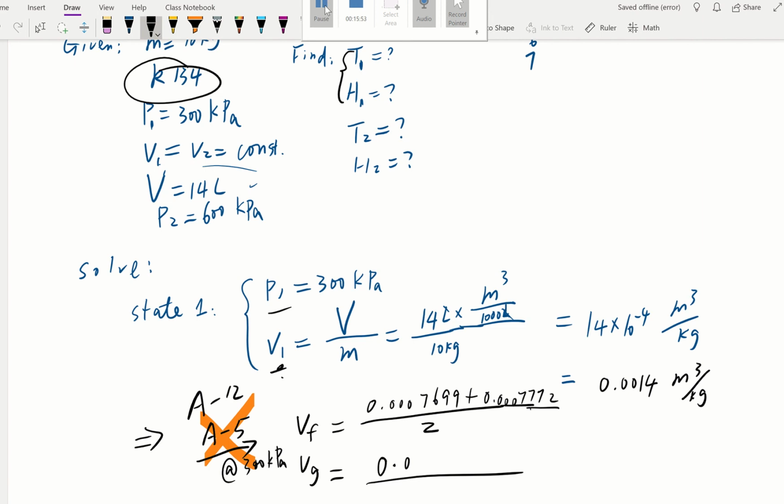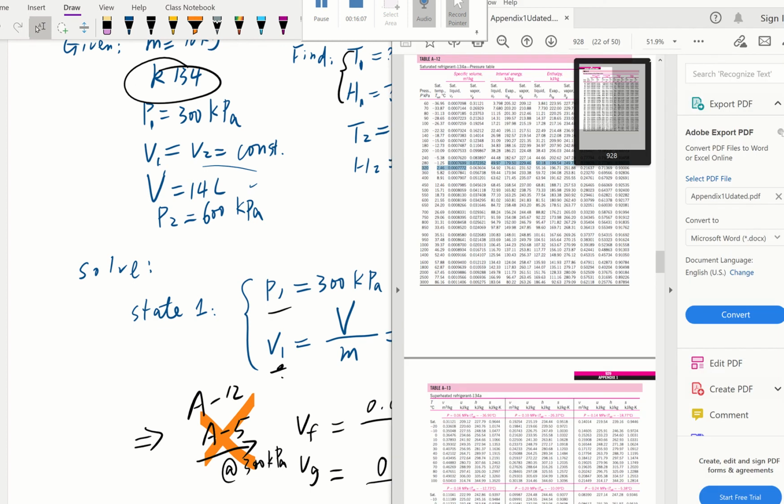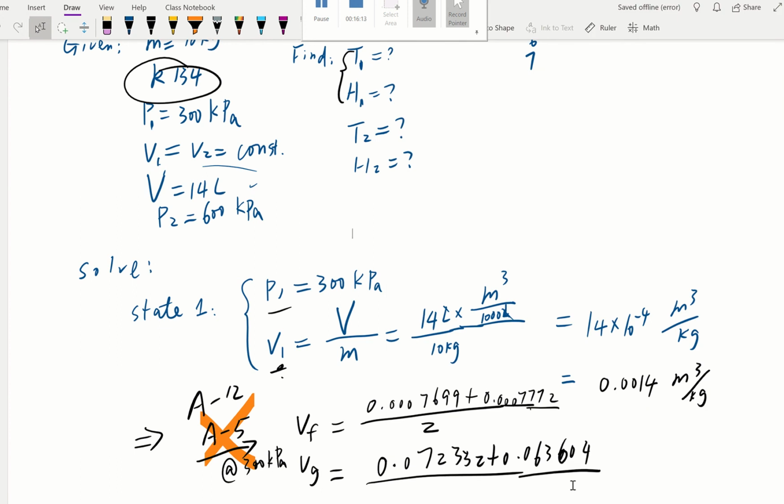Okay, well, 0.07232, and the next one is 0.063063604. All right, so those are the two numbers we're getting for our Vg. Just double check, it's going to be those two numbers for 280 and 320 kilopascal, then divided by 2. Let's see what we got.